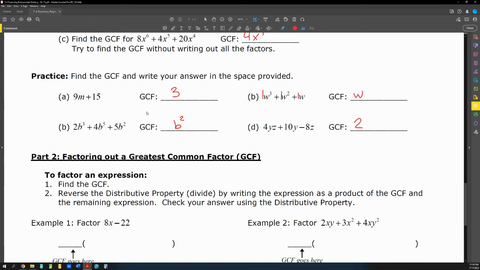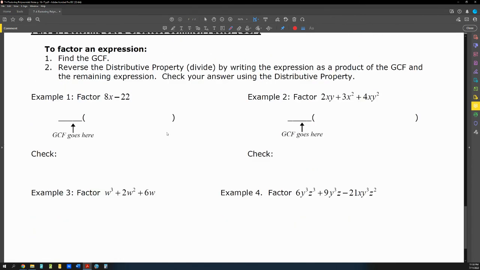Let's get some practice. So now let's go ahead and factor 8x minus 22. We're going to write the GCF in front of the grouping, in front of the parentheses. So numbers with numbers. The greatest common factor of 8 and 22 is 2. And now I have to consider when I divide out 2 from 8x, what's left over? We have 4x. And when I divide out 2 from negative 22, what's left over? Negative 11.